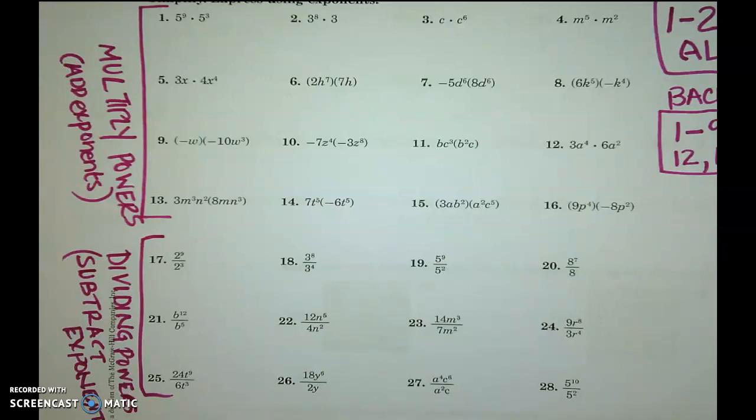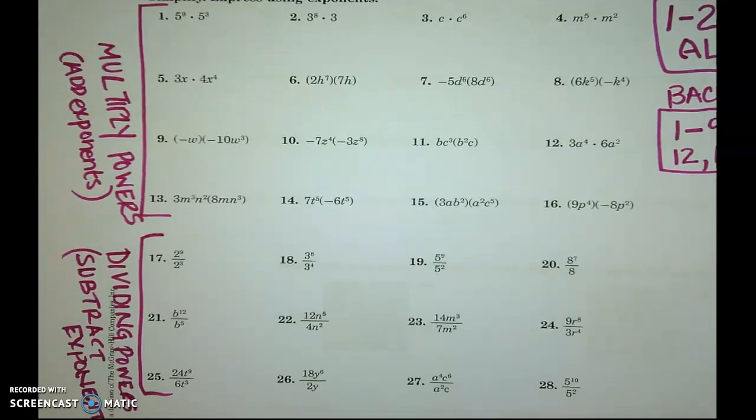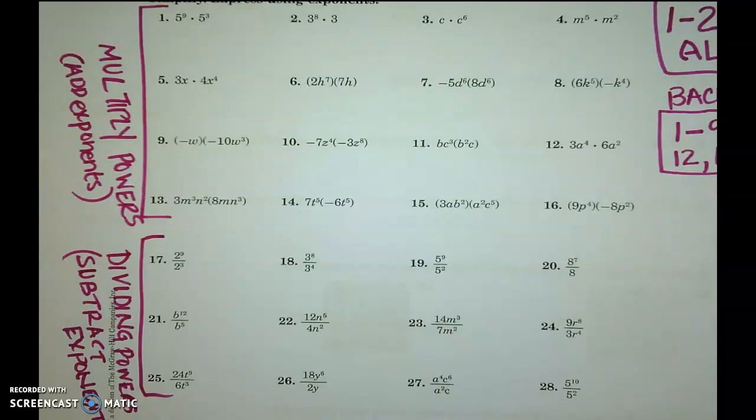Alright guys, so we're still working on our exponent rules. Looking at the first section with 1 through 28, we're multiplying powers. Remember that when we multiply powers, that means we're going to add the exponents.